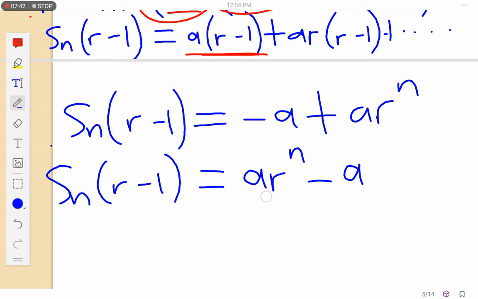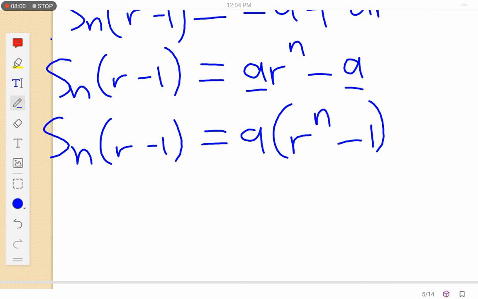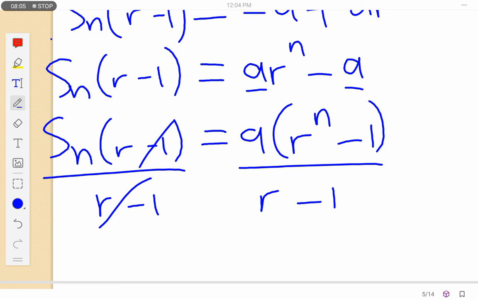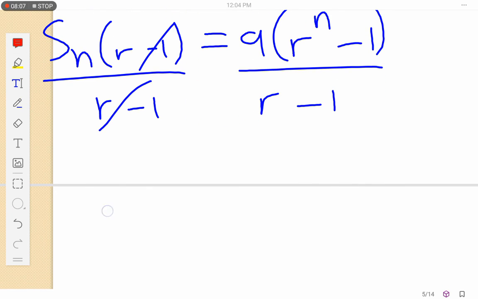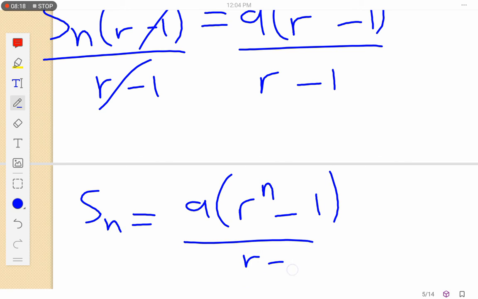And here I've got a common factor A. I can factor it out. I've got R to the power of n minus 1 here. So it's like this general thing that we have from all those. If you go back, you can see that. So I'll have Sn R minus 1, like that. Dividing both sides by R minus 1, this one will cancel off, and I'll have at the end of the day Sn is equal to A times R to the power of n minus 1 over R minus 1, like that.